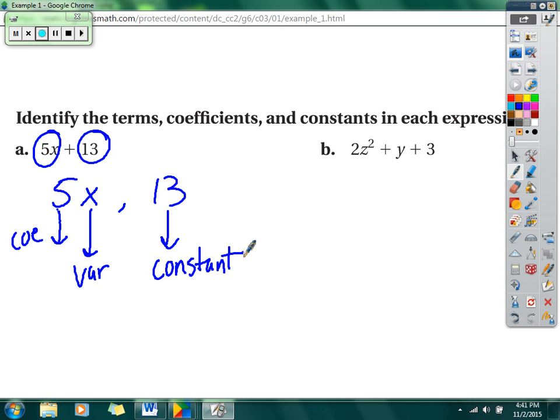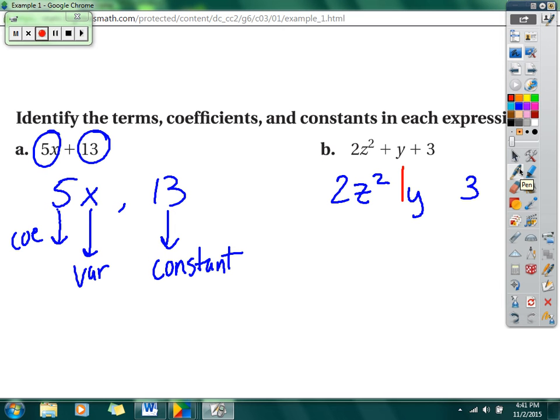b is a little bit more complicated because we have exponents, so let's take a look at this. So we know the terms are 2z squared, y, and 3. Those are my three terms, okay? There's something special when I have a variable without a coefficient in front of it. There's actually what I call a silent 1 in front of this y, okay? So that's going to drastically change our answer.